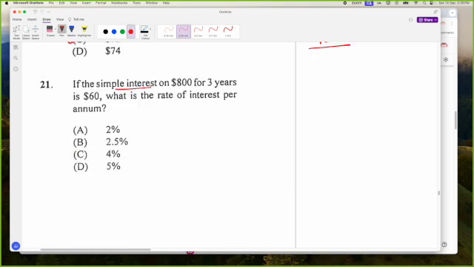If the simple interest, well, the only thing I know about simple interest, I just know one thing. Simple interest is principal by rate by time over 100. That's literally the only thing I know. If the simple interest on $800, so that had to be the principal, for 3 years, T, that is time, is, you see how they like to bring this compound question, right, Tony? So this is your simple interest, right? If the simple interest is $60, what is the rate?